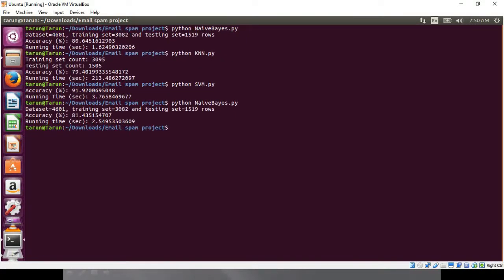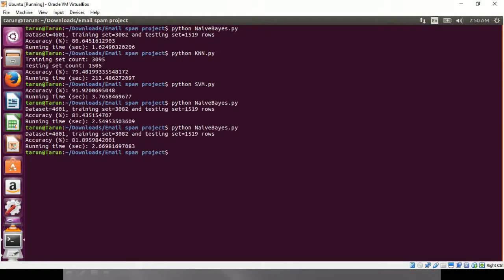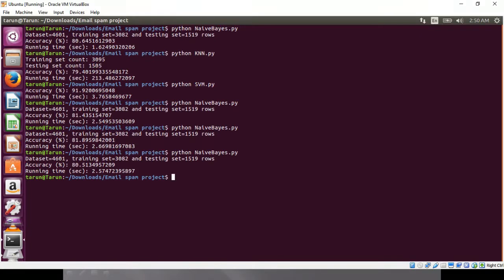So here you can see its accuracy is 81% and time taken is a little bit high. Let's try it out again. So accuracy is increasing, 82%, 80%. So it's around basically 81 to 82%, and time taken is around 1.5 to 2.5 seconds.